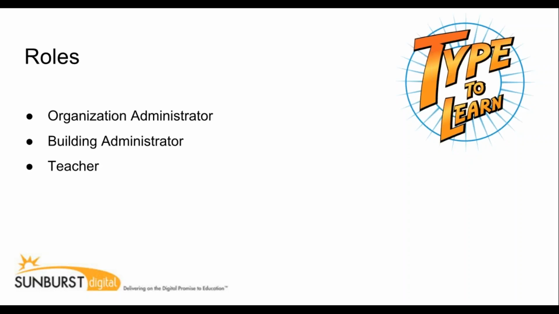Teachers are the next level in Type to Learn, and along with being assigned to a building, can be associated with one or more building groups or classes. Students are the final user and are assigned to a building and should also be associated with a building group or class for easy administration of the program.